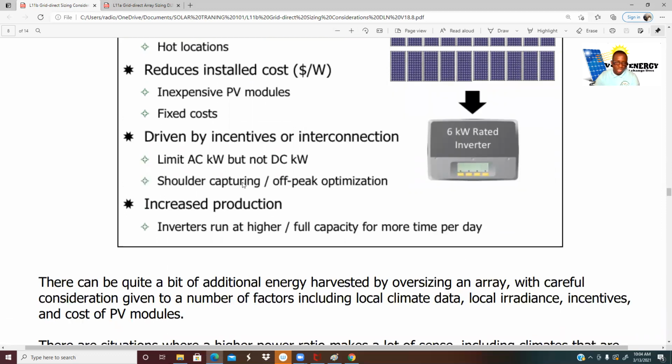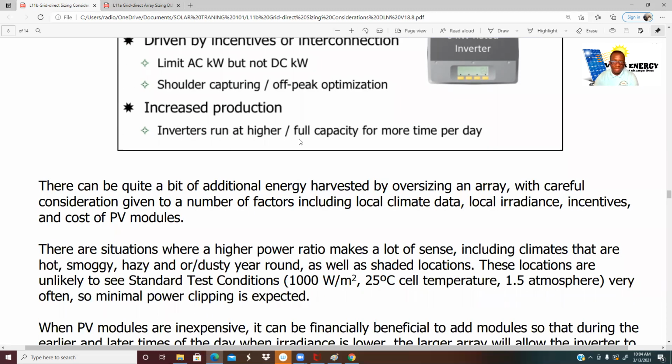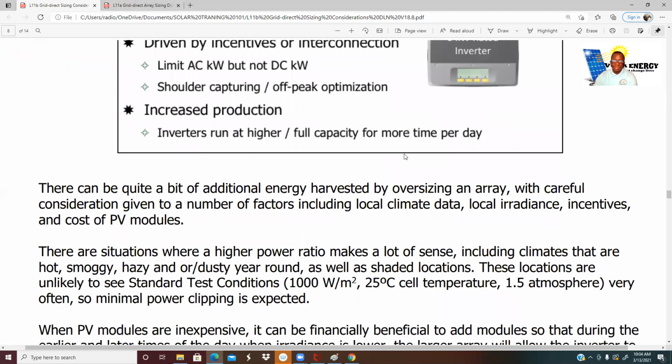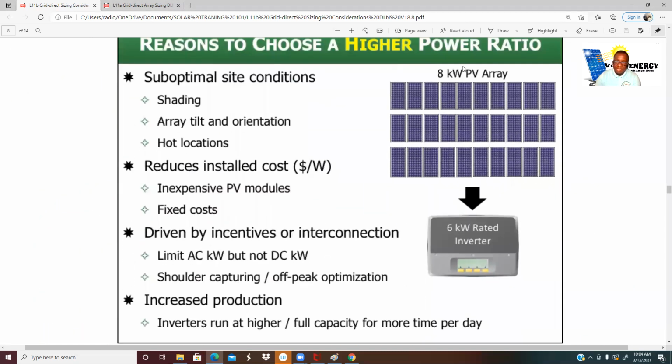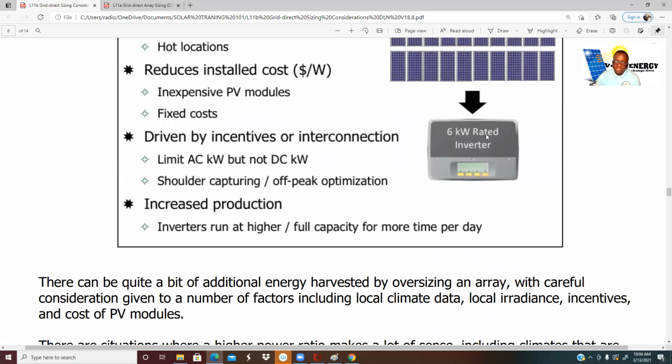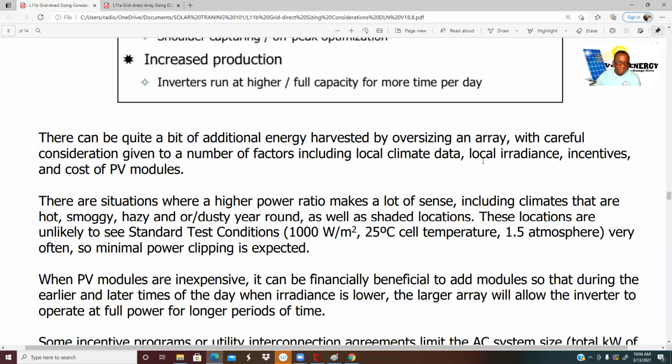Also, shoulder-hour capturing and peak optimization: increased production, with the inverter running at full capacity for more time per day. Here is an 8 kilowatt PV array with a 6 kilowatt rated inverter. There can be quite a bit of additional energy harvested by oversizing an array, with careful consideration given to a number of factors, including local climate data, local irradiance, incentives, and PV module cost.